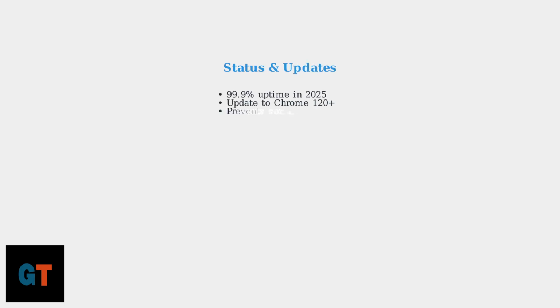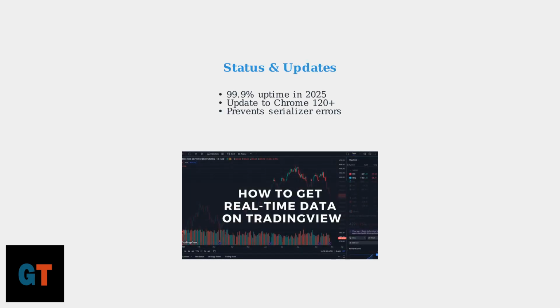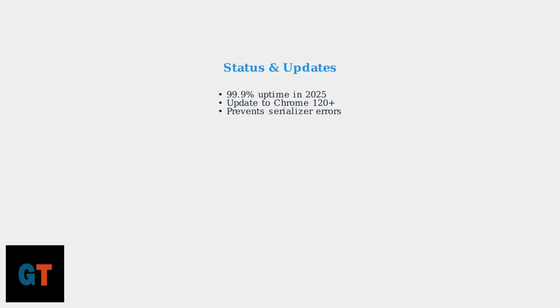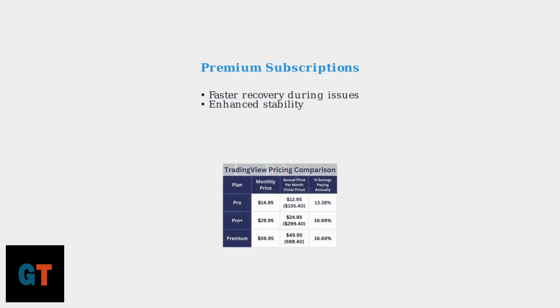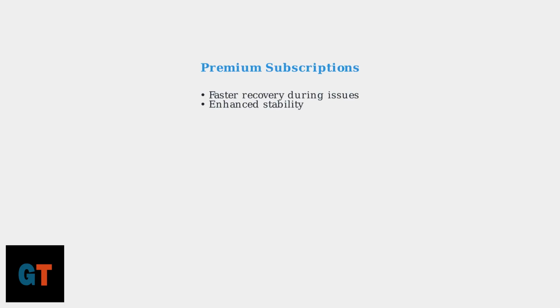TradingView's status page tracks real-time incidents with 99.9% uptime in 2025. Update to browser versions like Chrome 120+ to prevent serializer errors. Premium subscriptions provide faster recovery during server issues, as shown in their pricing plans.